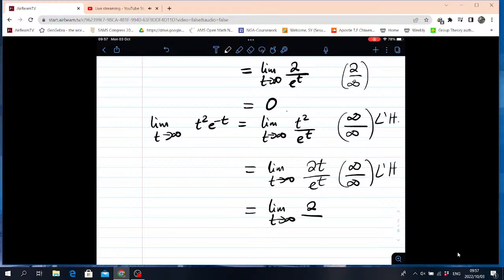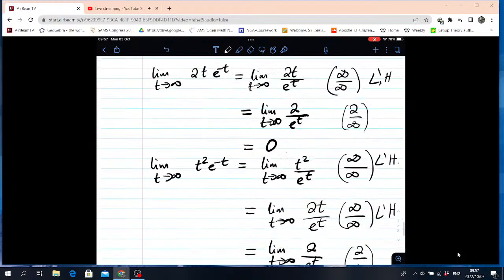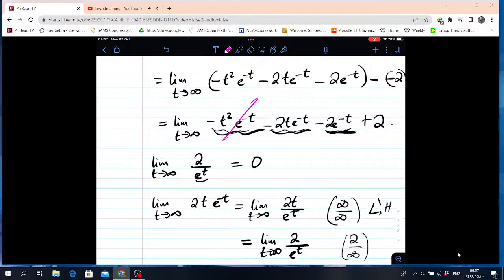We differentiate e to the t, we get e to the t, and then we've gotten a 2 over infinity situation, and we know that that is going to 0. So in other words, here this goes to 0, that goes to 0, and that goes to 0, right? So therefore we can then say the limit as t tends to infinity, all those go to 0, of 2, which is equal to 2.